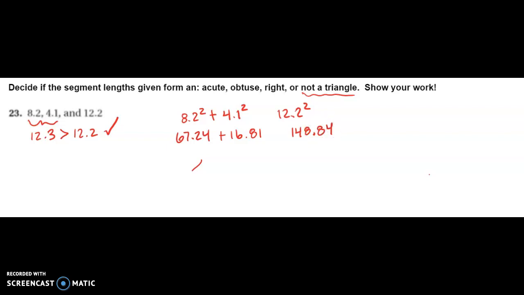Add these two up on the left, we get 84.05. That is clearly less than 148.84. The way I always think about it is I start with a right triangle.